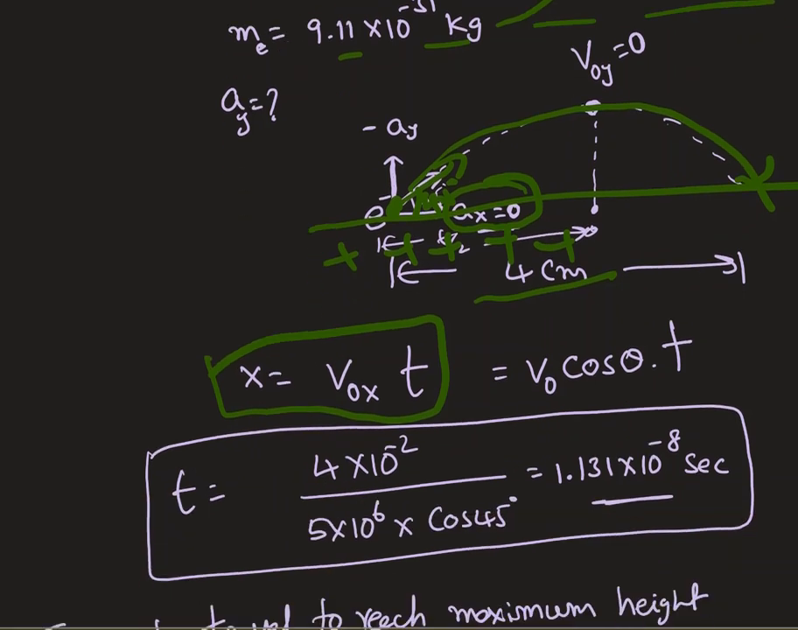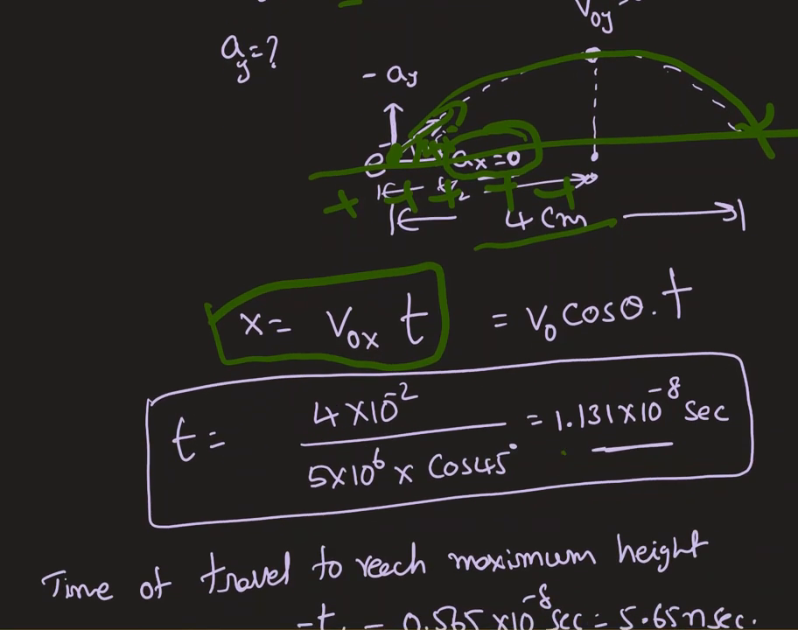So I found t equal to 1 point. So I substituted all the values. The distance is 4 times 10 to the power of minus 2, converting centimeters into meters, 4 times 10 to the power of minus 2.